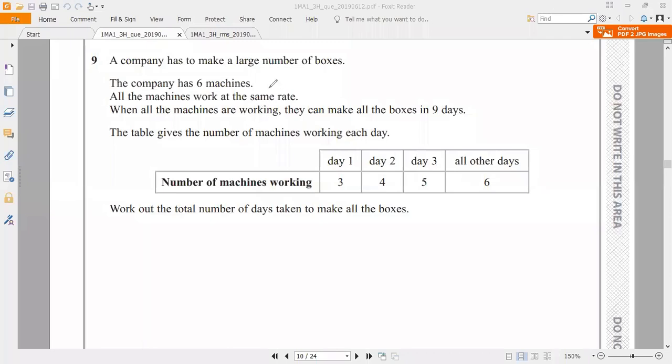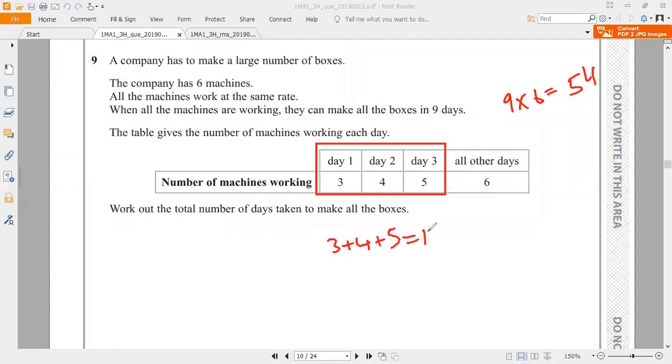Guys, in this one, if all the machines work for 9 days, that is 9 times 6, which means 54. This gives me 54 days for an individual machine. In the first 3 days, only 3 machines worked, so 3 plus 4 on the second day, and 5 on the third day. This gives me 12. And then on all other days, it's 6 machines each day. So I can think of 12 plus 6 times something.